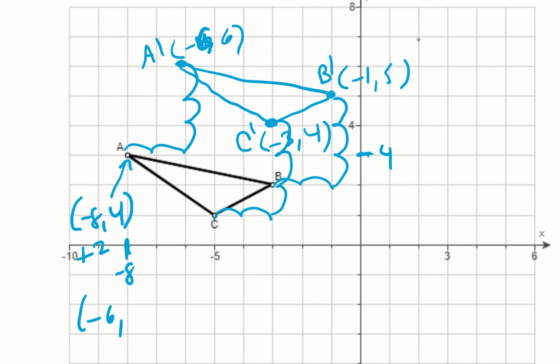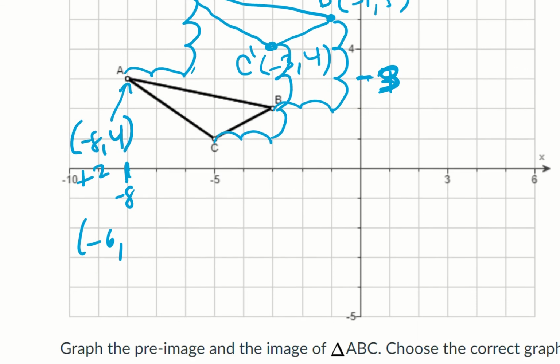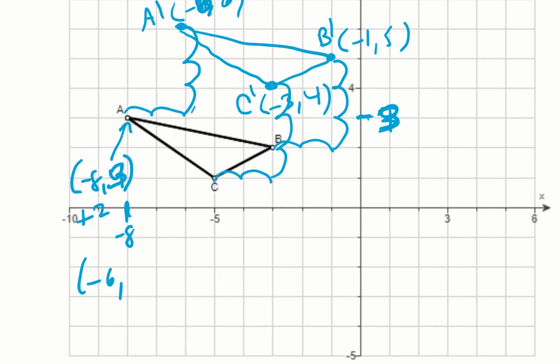this is a 2, 3. Did I count this wrong? This is 3, not 4. Sorry about the mistakes here, guys. So this is coordinate 3, not 4. And then if I add 3 to 4, I get 7. Okay, so it should check out.